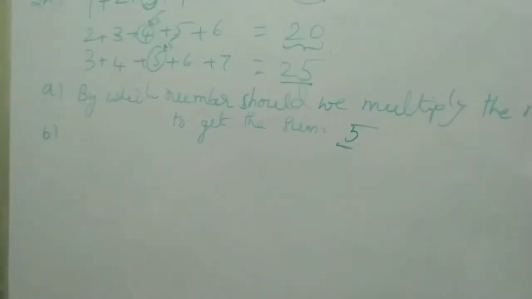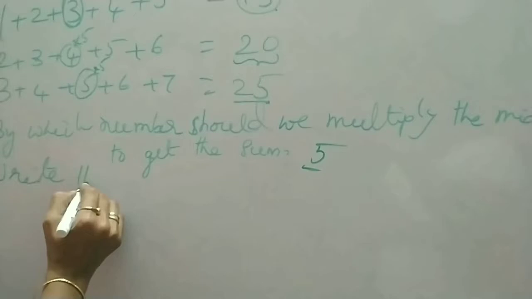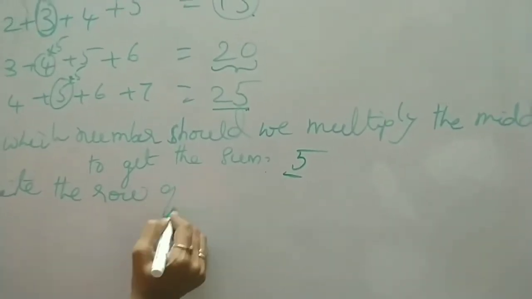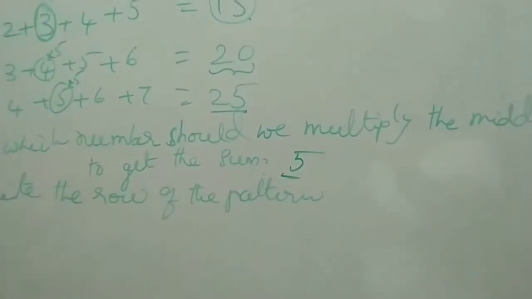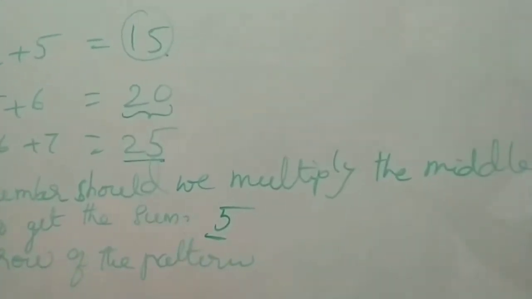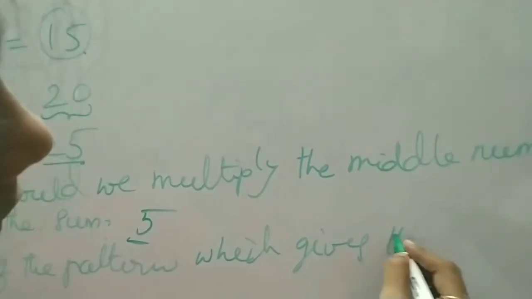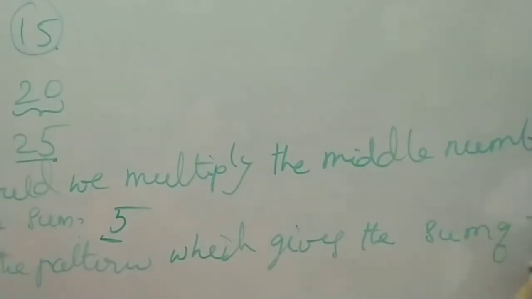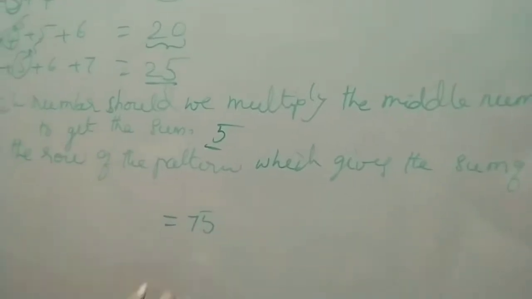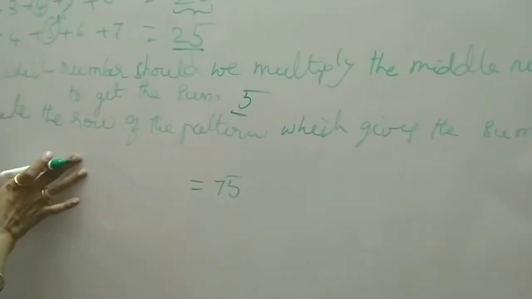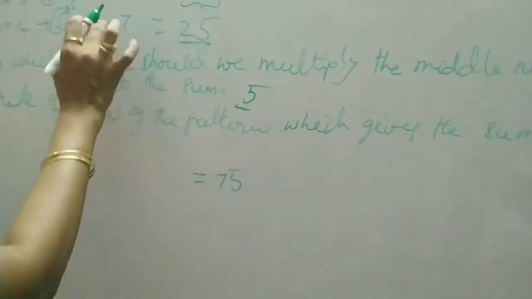See the next one. Write the row of the pattern which gives the sum as 75. So you have to get this sum. By adding some numbers you are getting 75. This pattern you have to write by observing this one.